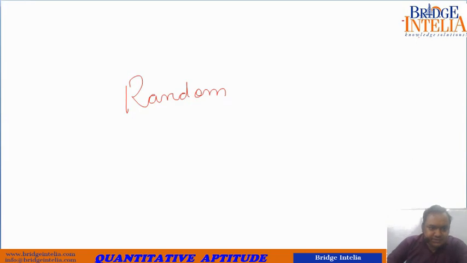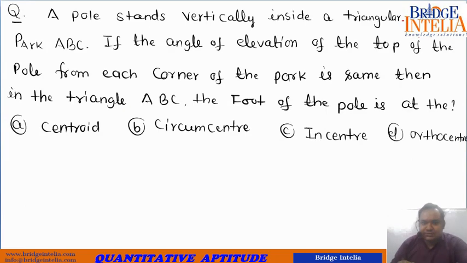Now let's look at the question. Now I won't be telling you which pattern it is, we'll have to identify it quickly. So let's move to the first question. A pole stands vertically inside a triangular park ABC. If the angle of elevation of the top of the pole from each corner of the park is the same, then in the triangle ABC the foot of the pole is at which point? Okay.